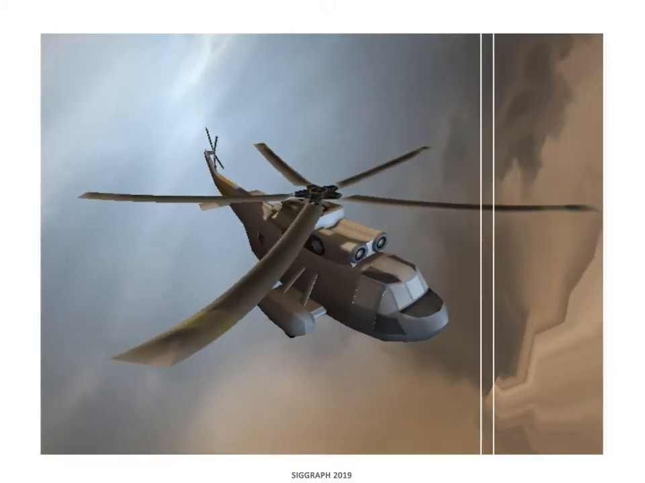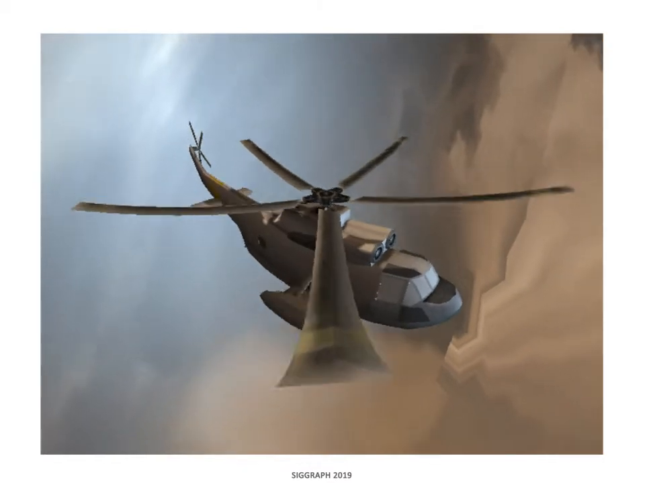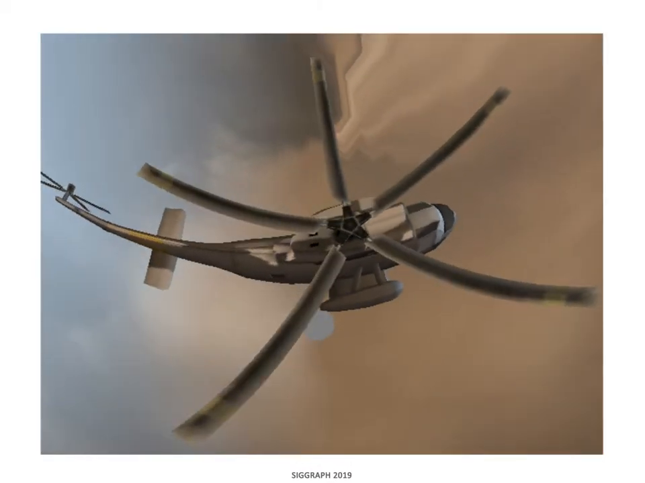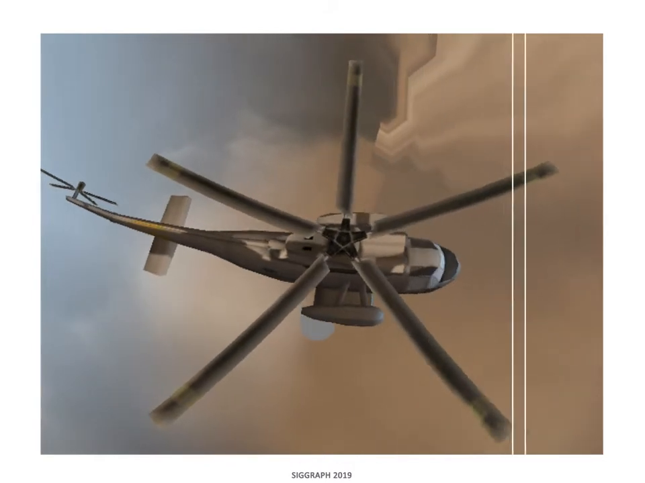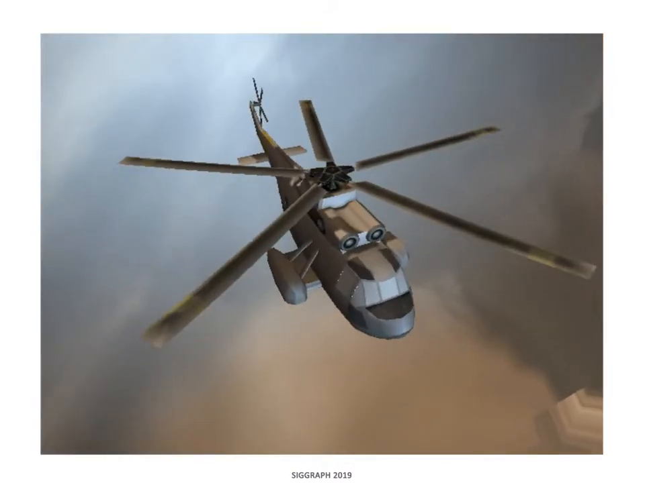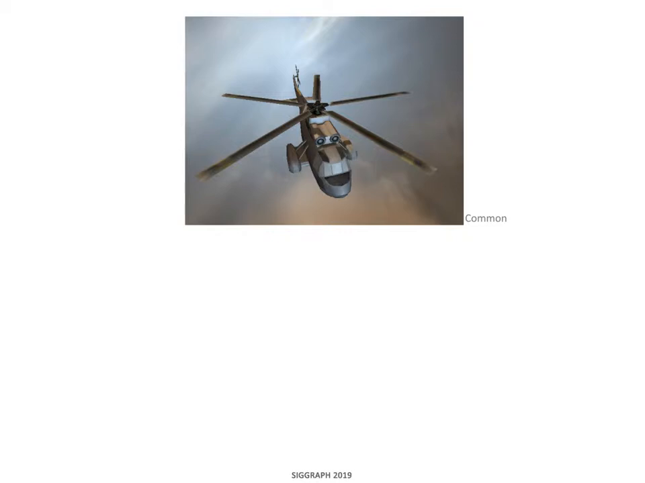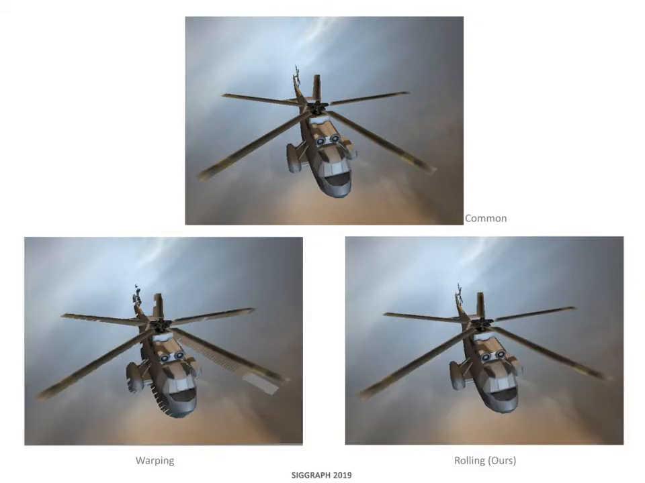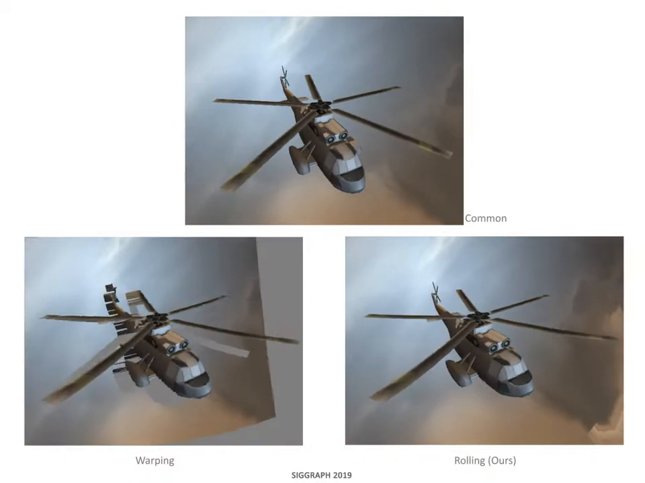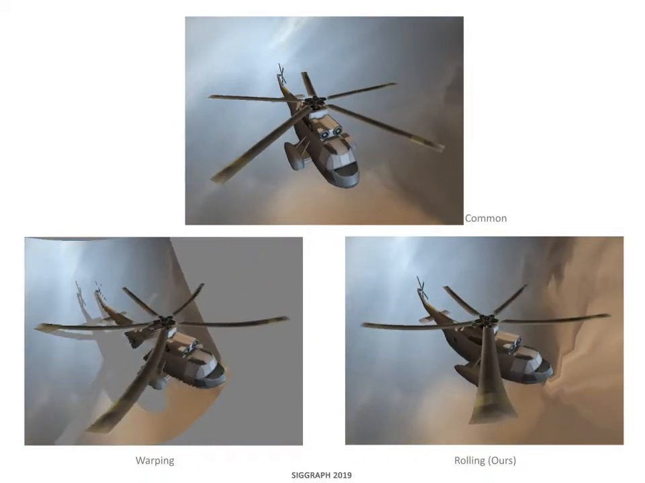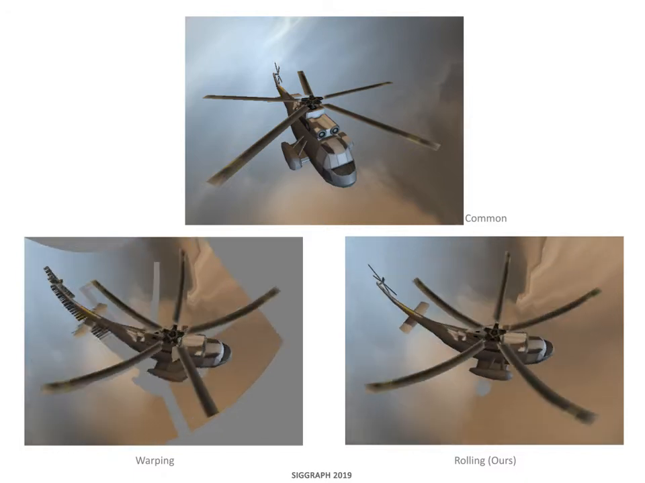This helicopter undergoes motion during the shutter interval. Here we compare common rasterization on the top, warping on the left, and our result on the right. Warping has difficulties resolving disocclusions while we directly produce a warped image.